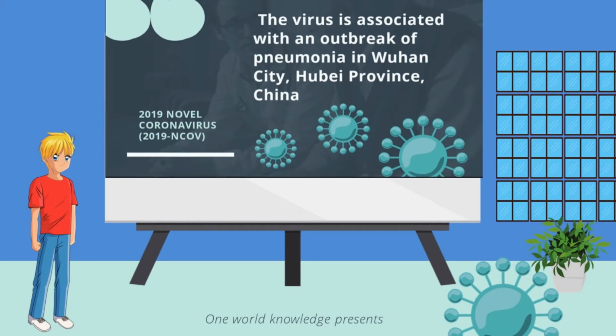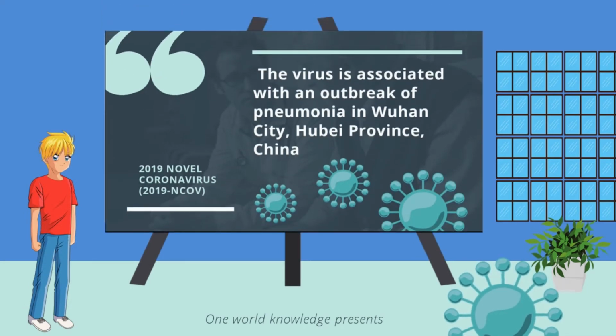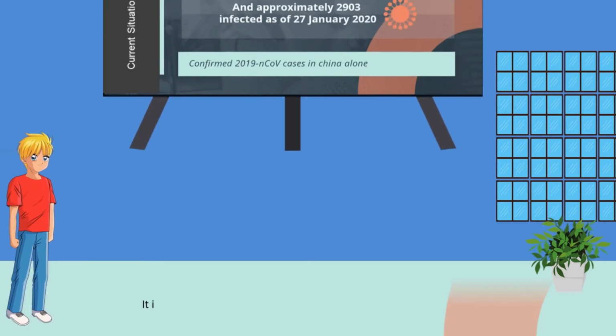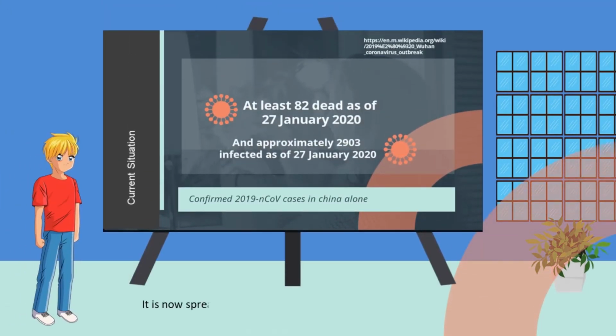The virus is associated with an outbreak of pneumonia in Wuhan City, Hubei Province, China. Other countries are also expanding screenings of coronavirus in their airports and on borders. At least 82 are dead and approximately 2,903 are infected as of the 27th of January 2020.